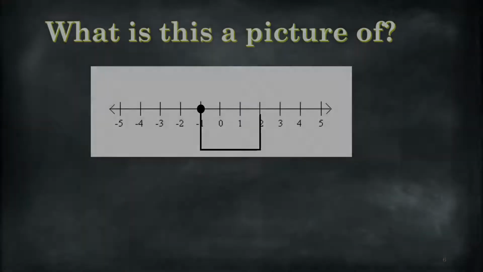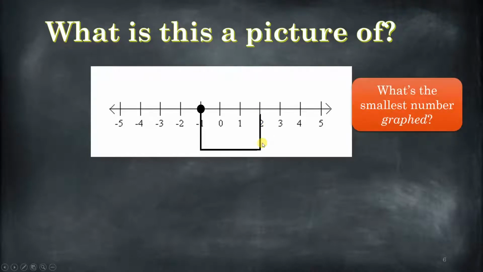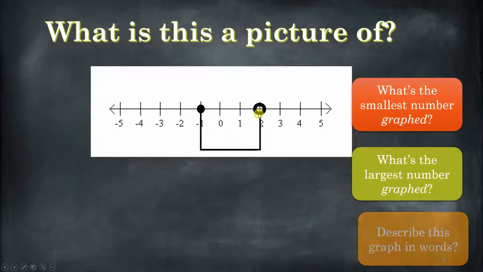What's this a picture of? It's kind of hard to say, right? We don't have all the information. We don't know what goes here yet. So, is there a smallest number, though? Absolutely, because we have a solid dot on the -1. Is there a biggest one? Well, it depends on what symbol we put here. So what if we put an open circle? Is there a largest answer? No, of course not, because open circle means the number's not included, right?